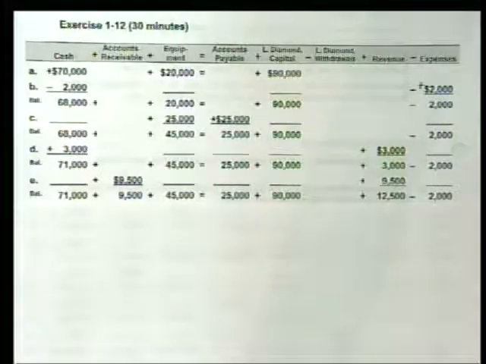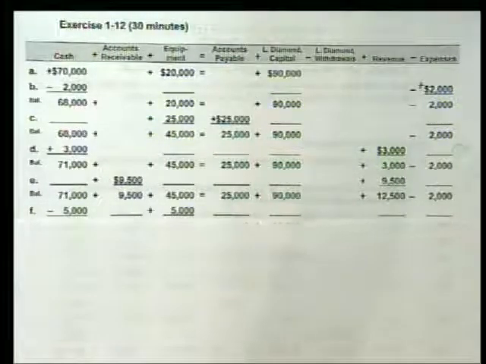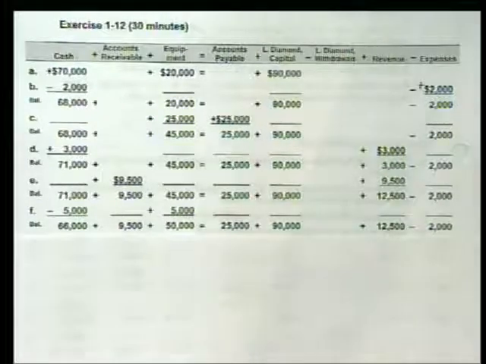All right, transaction F. The company purchased additional equipment for $5,000 cash. Equipment goes up by $5,000. Cash goes down by $5,000. And everything is still in balance, isn't it? Assets equals liabilities plus owner's equity.